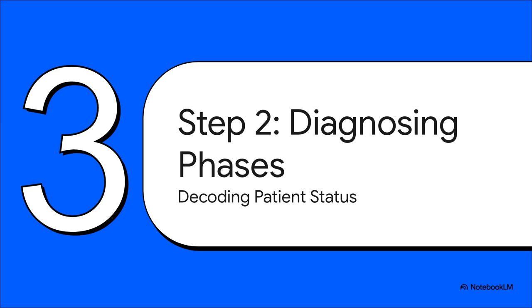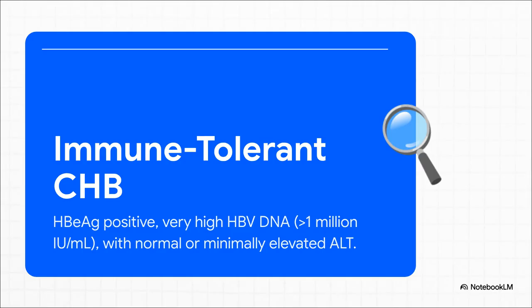Now our job is to play detective and figure out what phase of the disease they're in. And our 2 main clues are the liver enzyme ALT and the HBV DNA viral load. So first up is the immune-tolerant phase. Think of this as a sort of Cold War. The virus is going crazy, replicating into the millions or even billions, but the patient's immune system is just kind of ignoring it. There's no fight, so there's no damage, and the ALT stays normal.